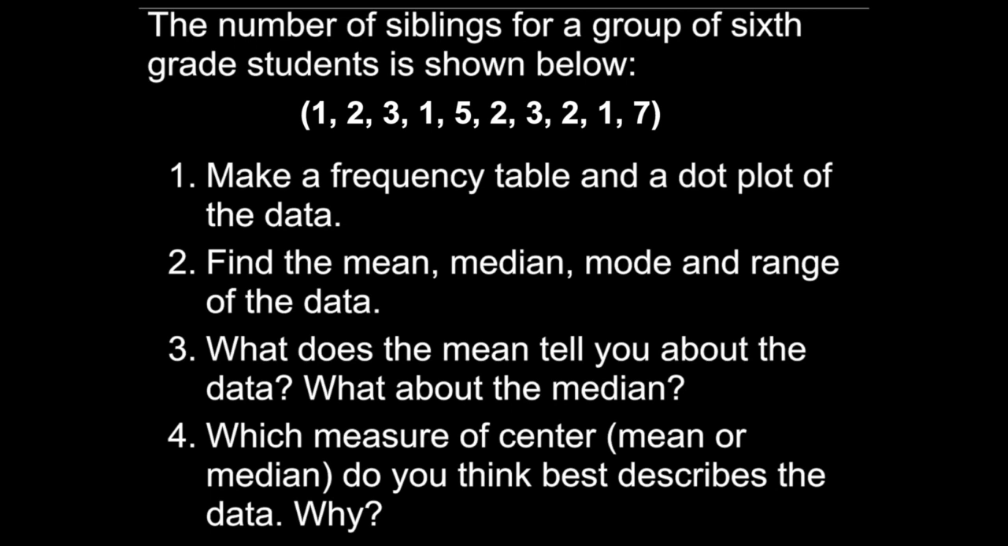Now, it doesn't necessarily mean that that's possible. I'm not saying that the average person has 2.7 siblings. That doesn't make any sense. But it does tell me that if I were somehow able to combine it all and split it up evenly, that's the amount that each person would get.